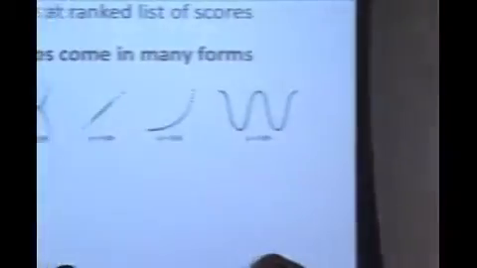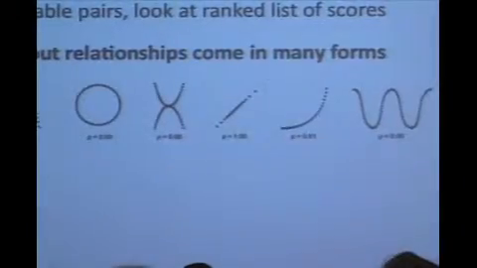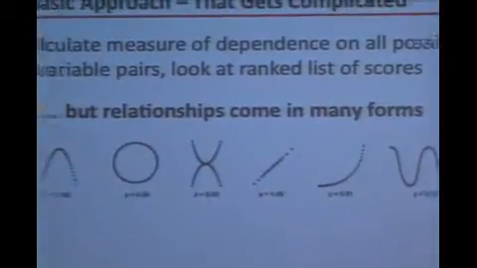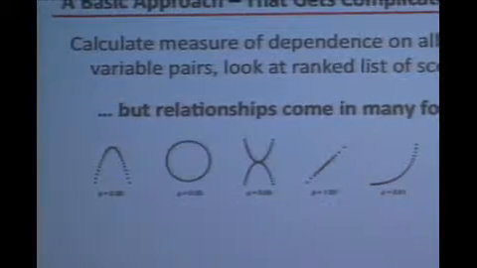Okay, so a natural way to look at it is you say, okay, I'll have some notion, a measure of dependence, and I'll look at each of the pairs of variables, and I'll try and rank those scores and look at the ones that are most important. And the problem here is that, well, what do you mean by a relationship? What measure of dependence do we care about, right?